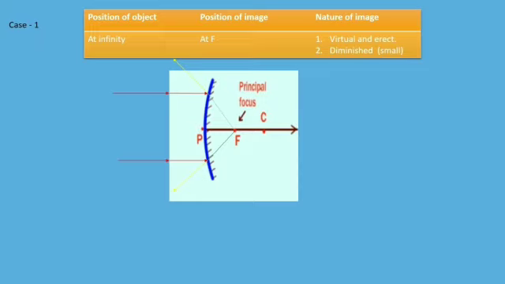And what can we say about the nature of the image? It is a point you can see here. So it is diminished and very small, we can say diminished or very small. And the second is, it is virtual and erect.